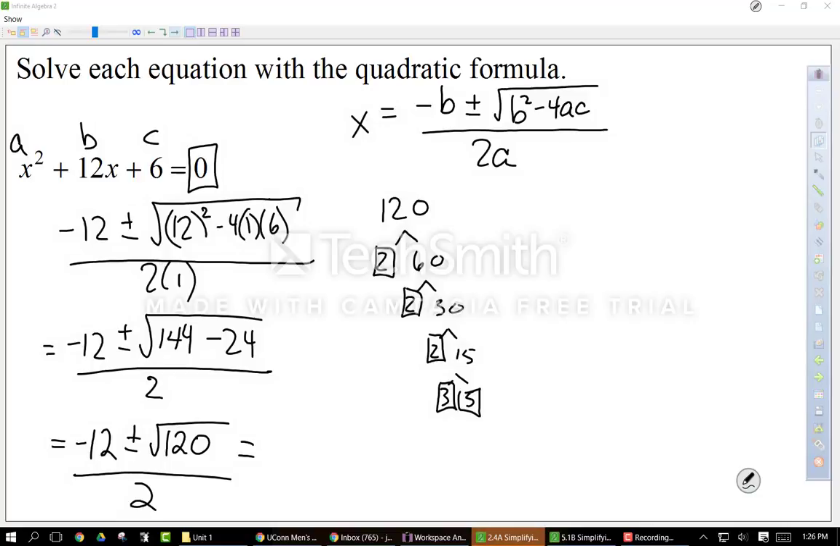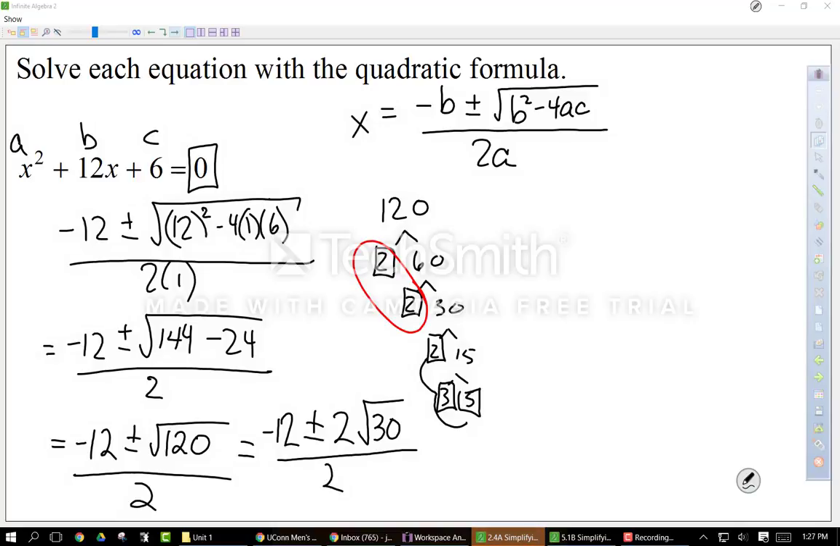So what happens is I get negative 12 plus or minus. Remember, I have pairs of 2's, so one of them pops out. The other one, again, gets lost or thrown in the garbage, you know what I mean? And then 2 times 3 times 5 is 30 over 2. So we'll leave it there for right now.